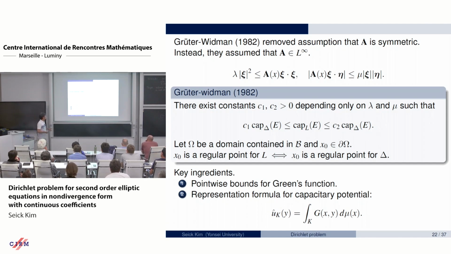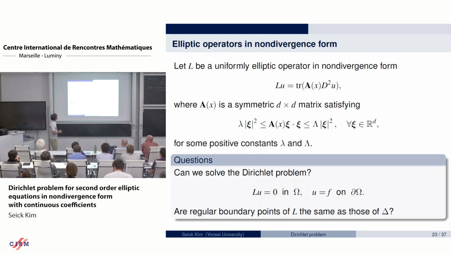Okay, so now let me move to elliptic operators in non-divergence form, which is actually the main topic of today's talk. Just think about this elliptic operator: it's in non-divergence form, trace of A times the Hessian of u, and assume that it is uniformly elliptic. Then the question is, can you solve this Dirichlet problem? And the next question is, is a regular boundary point of L a regular point of the Laplacian, and vice versa? Okay, so these are the questions.